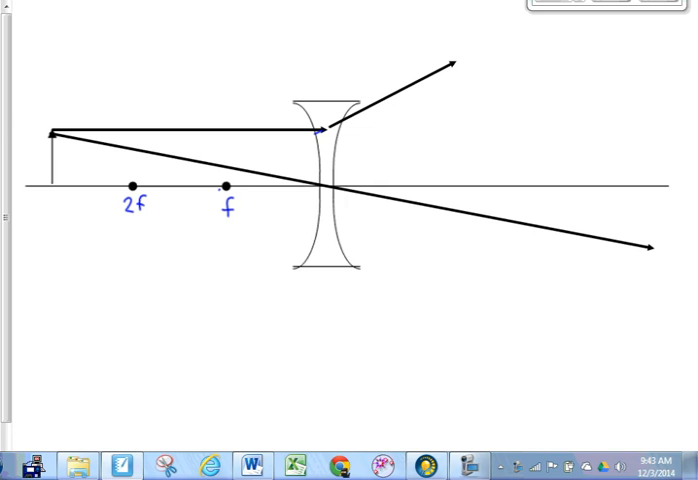They don't seem to converge anywhere. So let's extend them backwards. Let's extend the refracted ray, the bent ray, backwards. The second ray that I drew, if it goes straight through, the refracted ray would be extended backwards this way. The other one would be extended backwards this way. Look at that. I got two dotted lines intersecting there. There's my image.